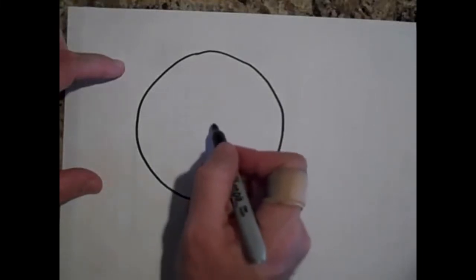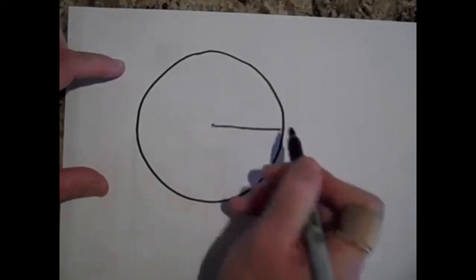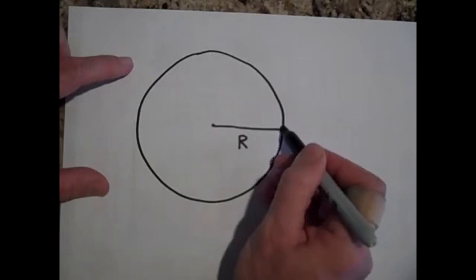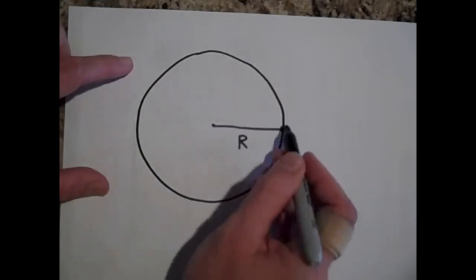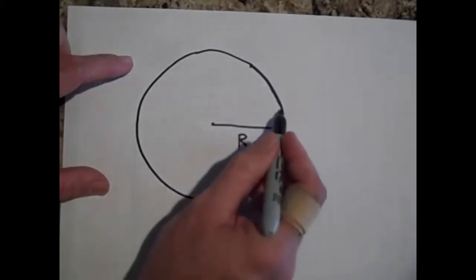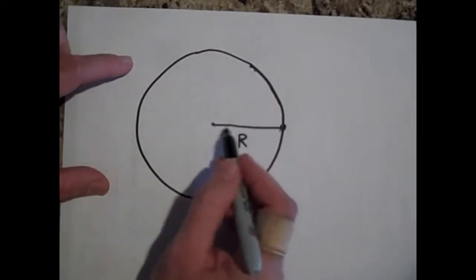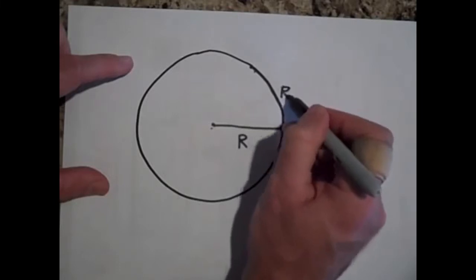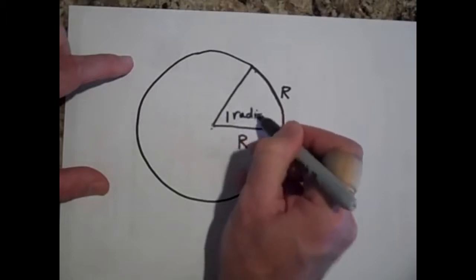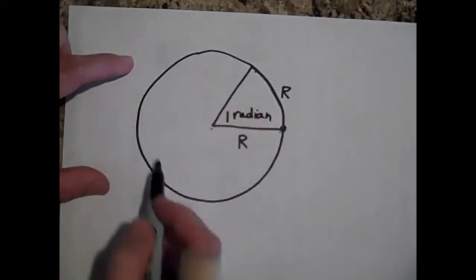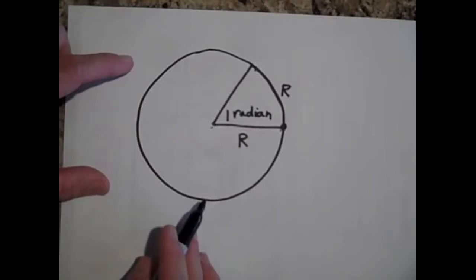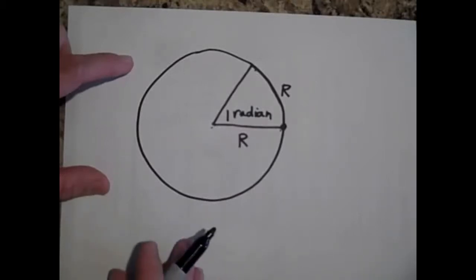So if you have a circle with a radius r, and you start at the edge of that circle and walk one radius around the circle, so that would be right about there maybe, would you say that this distance is equal to this distance? Because if these two distances are equal, then you've just walked through one radian of angle. So that's what a radian is. If this thing is spinning around and goes through one radian every second, then we say it's spinning at a rate of one radian per second.